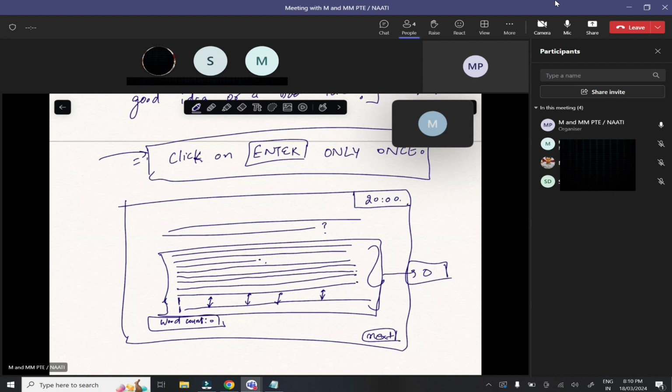So please keep this in mind. We only click on enter once. If you accidentally clicked on enter twice, that's fine. You can just click on backspace and go back. That is not going to be a problem. Before clicking on this next button, you can make as many changes, play around as much as you want. But once you click on the next button, it's all saved and submitted. You can't go back after that.